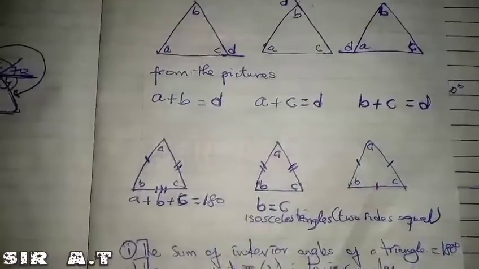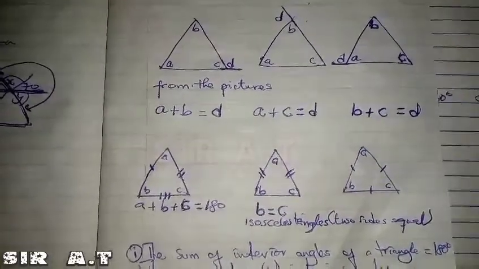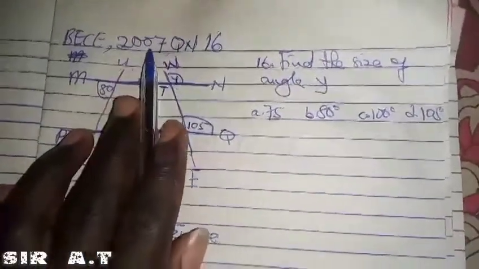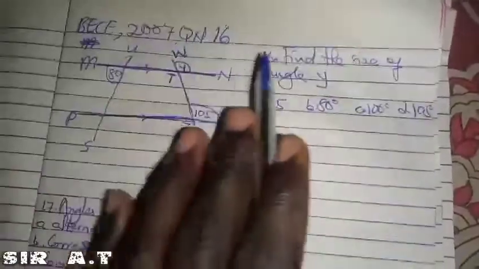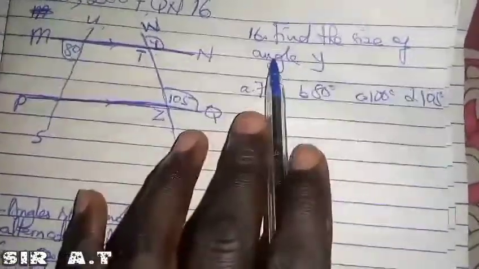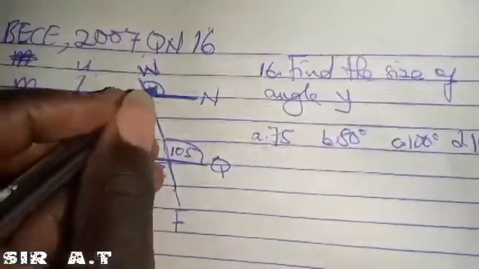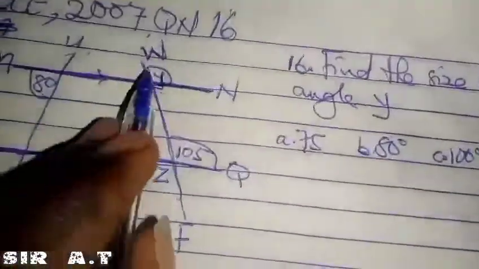So we are going to look at some past questions, and then we move on. This is our first question, BECE 2007, question number 16. We are asked to find the size of angle Y. So this is our angle Y. Our angle Y is here, and we are going to find this.